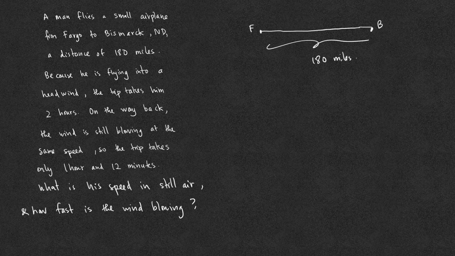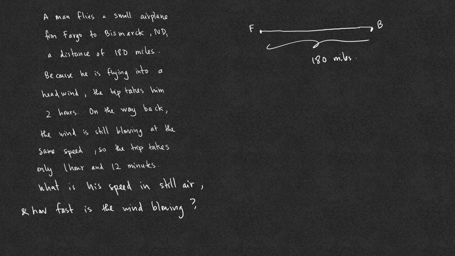Because he is flying into headwind, the trip takes him 2 hours, so the wind is slowing him down. He flies into headwind. On the way back, the wind is still blowing at the same speed, so the trip takes him 1 hour and 12 minutes only. It takes him shorter time to cover the same distance because this time he is flying with the wind as opposed to against the wind in the trip from Fargo to Bismarck.